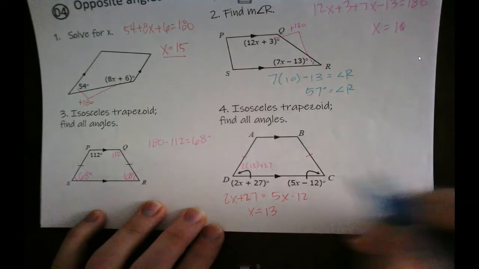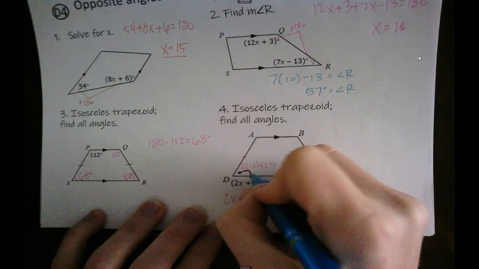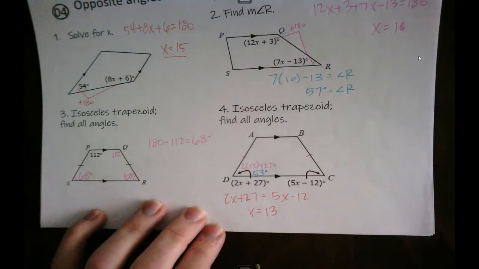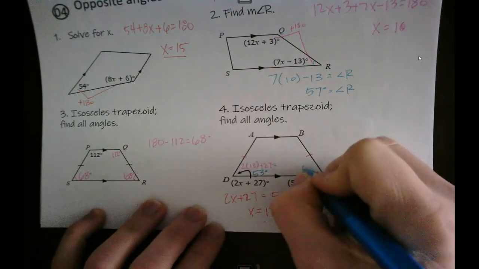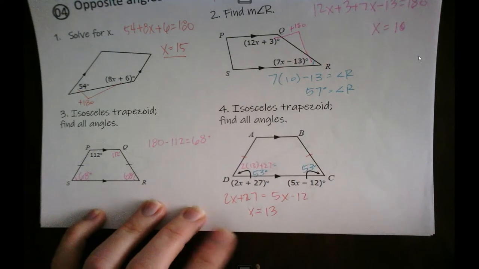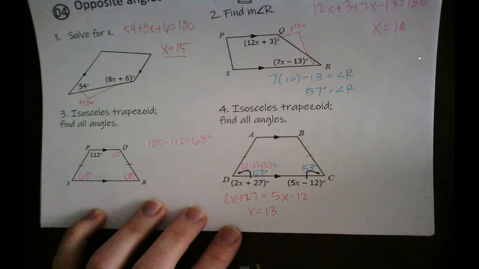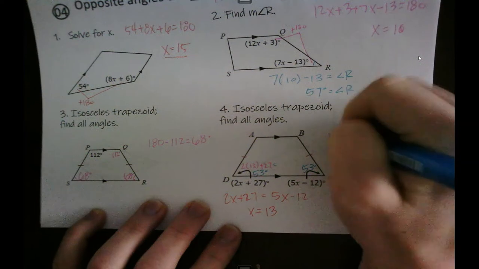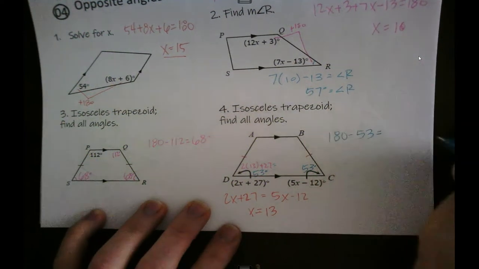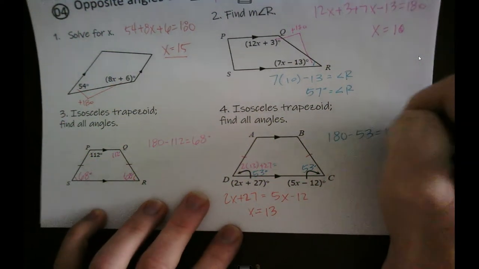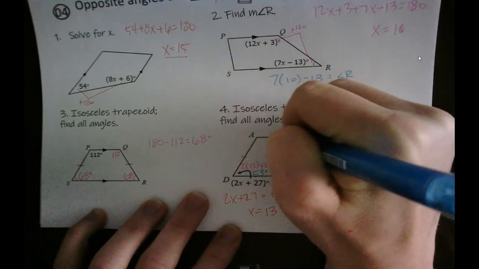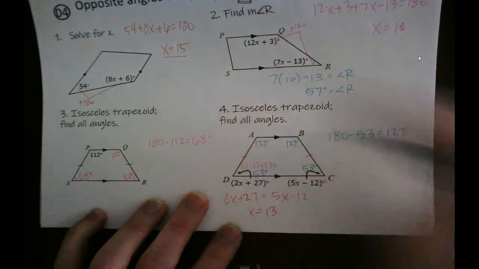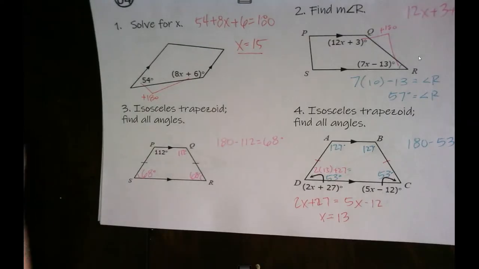If we do our math, this is 53. Remember, if this is 53, this has to be 53. In order to find A and B, I take 180 minus 53. That gives me 127. So this is 127 and this is 127. All right, let me know if you have any questions on trapezoids.